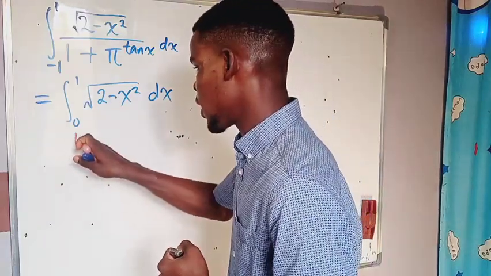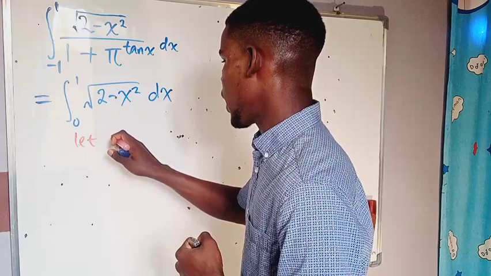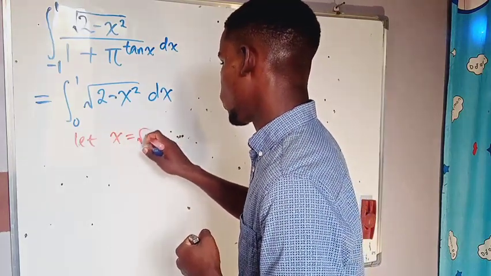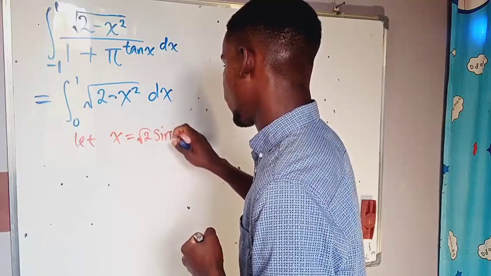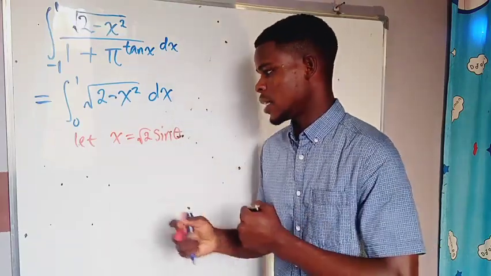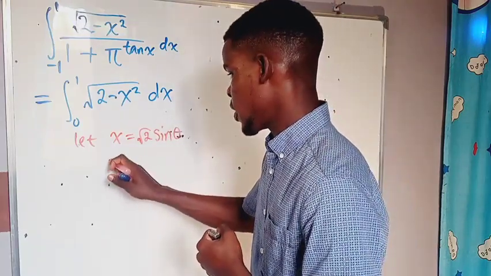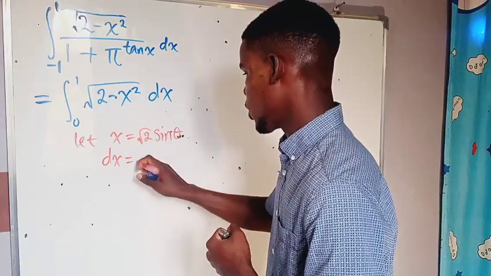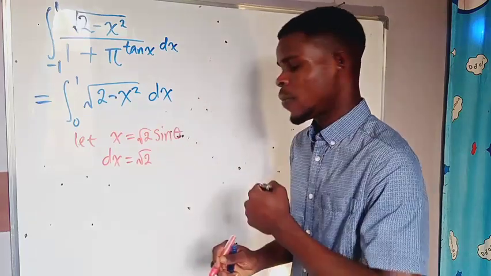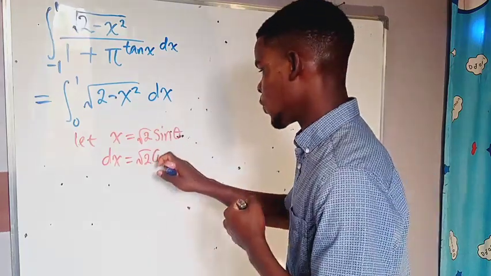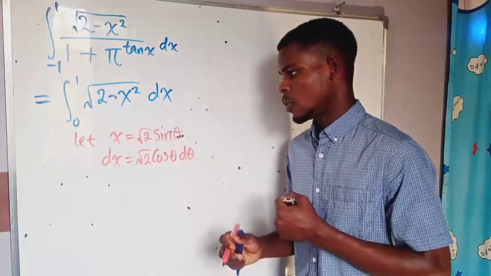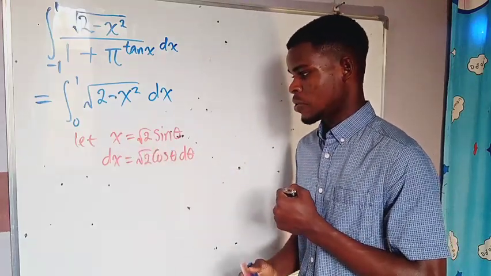So I'm going to start off by saying let's call x the square root of 2 sine theta. And you'll see why I'm saying that. Here we are going to differentiate this because we need a dx. This is just a constant multiple. The derivative of sine of theta is cosine of theta, and then we can put the d theta over here. Good, because we are just differentiating this with respect to theta.